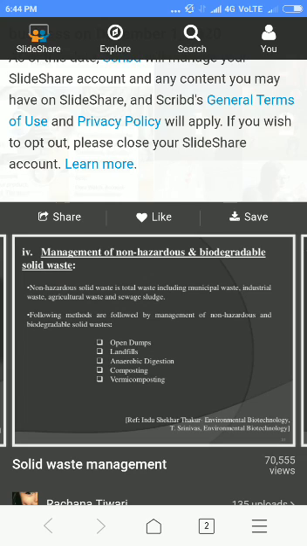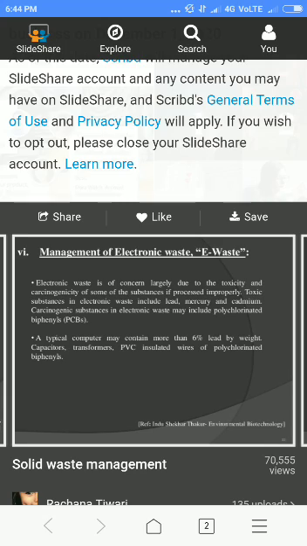Now, non-hazardous or the biodegradable types of waste, that mostly include municipal waste, industrial waste, agriculture waste, and the sewage sludge. So, for the management of such types of non-hazardous and biodegradable types of solid waste, the methods mostly include open dumps, landfill, anaerobic digestion, composting, as well as the vermicomposting.